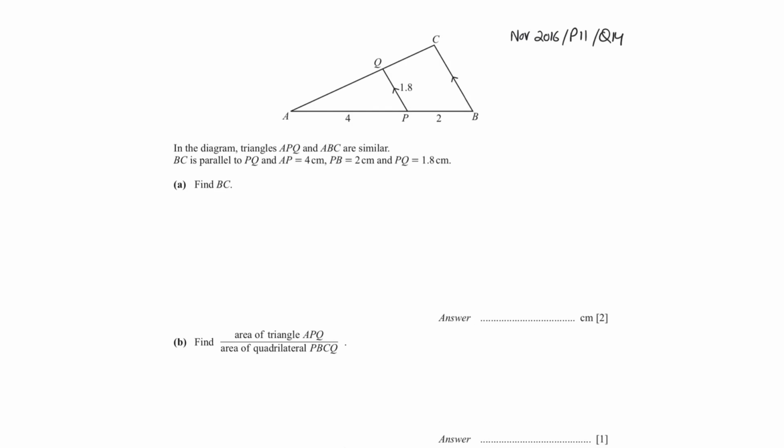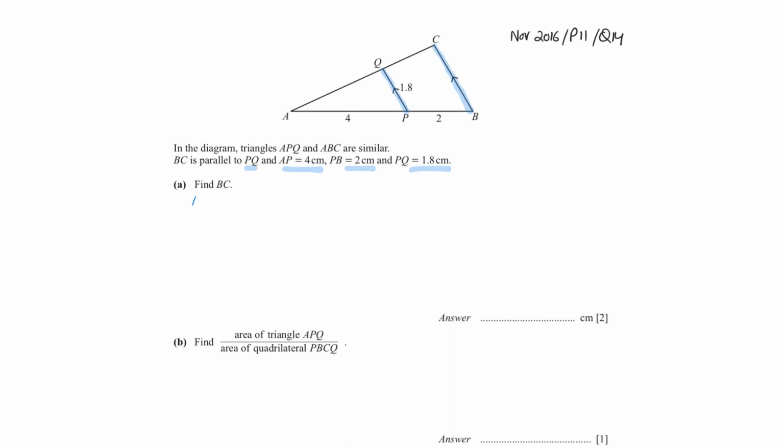Alright guys, so let's look at another question in which, in the diagram, triangles APQ and ABC are similar. The question has itself told you that the two triangles are similar. BC is parallel to PQ, so this length is parallel to this length. The ratio of the corresponding lengths in similar figures is equal. You are given that BC is parallel to PQ, AP is 4 centimeters, PB is 2 centimeters, and PQ is 1.8. You have been asked to find the length of BC.